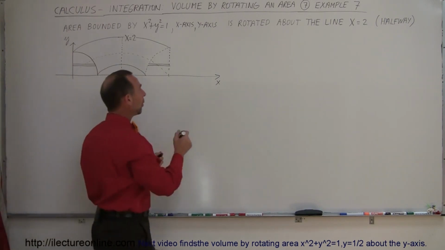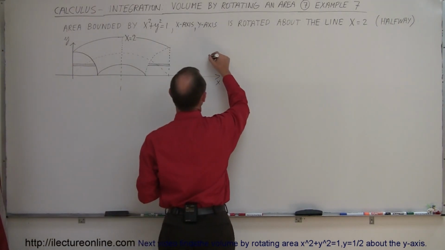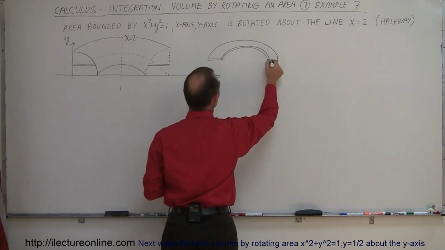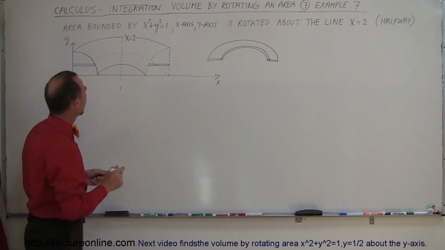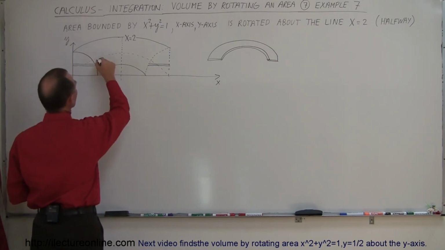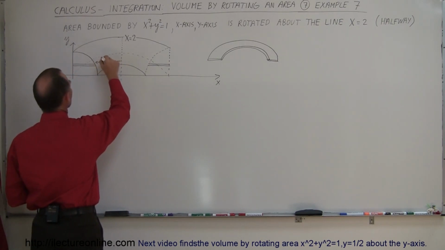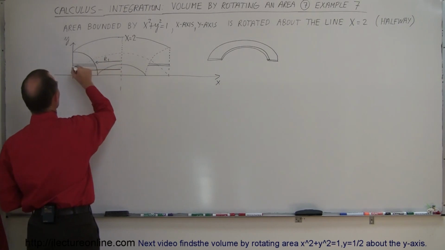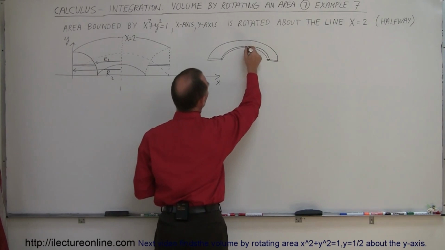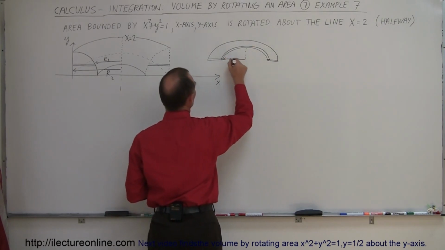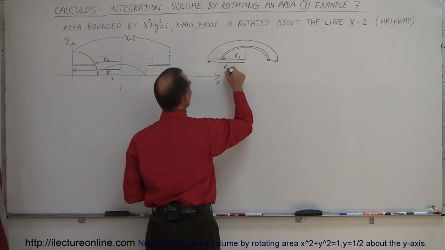So let me draw the washer. So here's my washer, and it's going to be a half. There we go. So there's my half washer. And notice that the inner radius from there to there would be R1, and my outer radius from there to there would be R2.